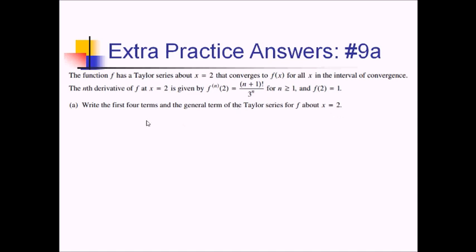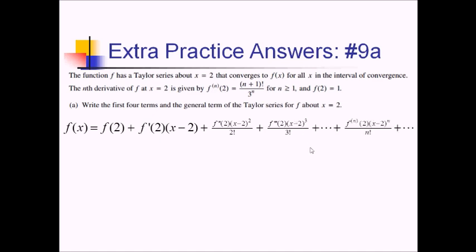So my general series is going to have the form of f of 2 plus f prime of 2 times x minus 2 plus f double prime of 2 over 2 factorial x minus 2 squared. And then they wanted the first 4 terms, so I'll do one more. F triple prime of 2 x minus 2 cubed over 3 factorial. They also want the general term, so that's going to be essentially this, the nth derivative of f at 2 times x minus 2 to the n over n factorial.